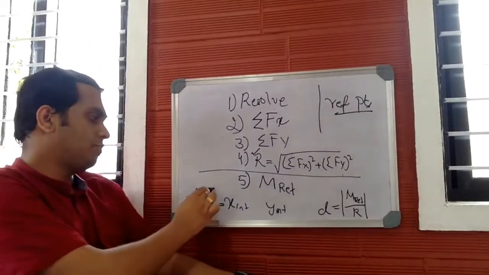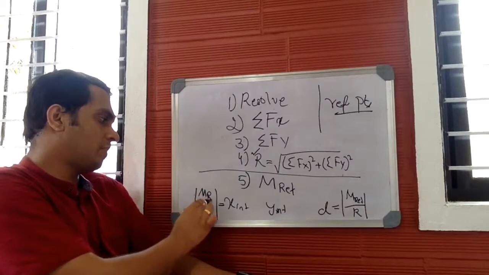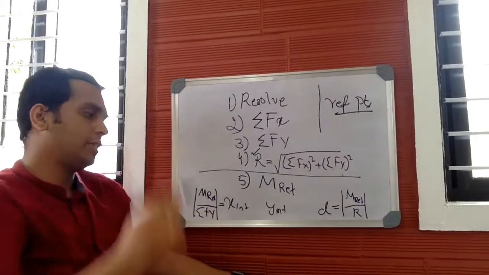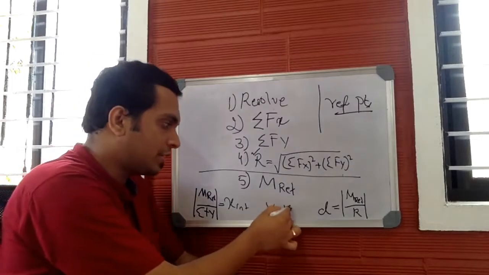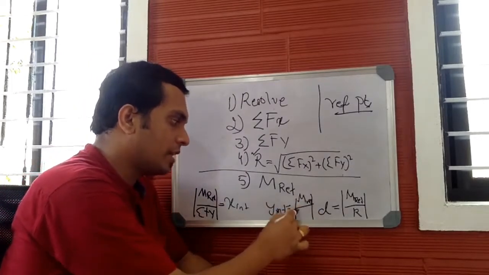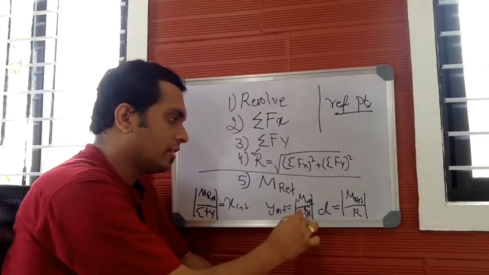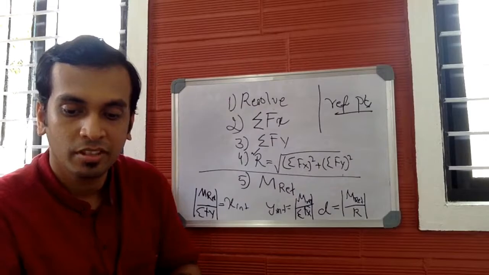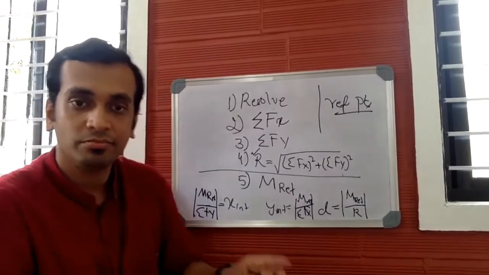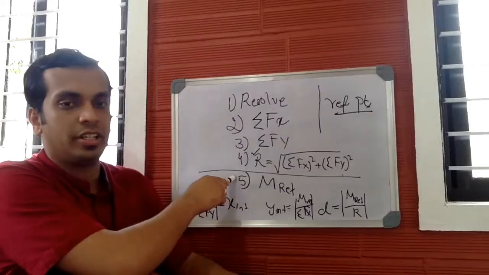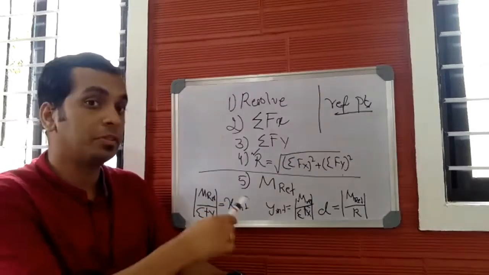X-intercept is the absolute value of moment about the reference point by summation of fy. Whereas y-intercept is the absolute value of moment about the reference point by summation of fx. This is how it goes. This is the method. So step number 5 is extra here. Till step number 4 you are comfortable. Step number 5 is extra.